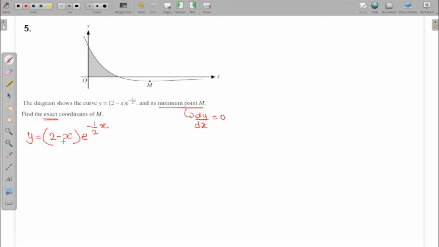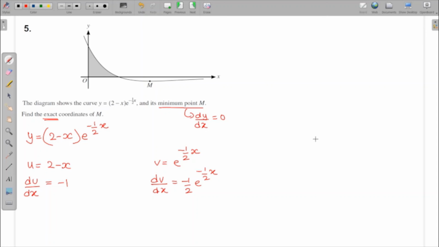To differentiate this, we can use the product rule again. So u is equal to 2 - x and v is equal to e^(-x/2). If we do du/dx, this will give us -1. And if we do dv/dx, this will give us -1/2 e^(-x/2).